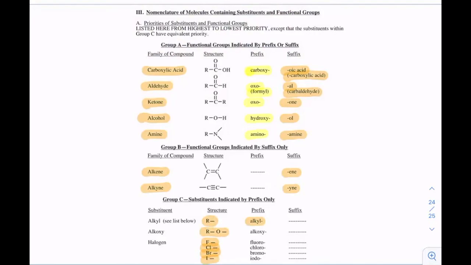So I thought this table was a really nice summary. I love how it puts everything in perspective in order of importance in terms of priority. I love how it summarizes all the suffixes that we're going to use. Also, if it's a substituent, what it's going to be called. It gives us some structures shown here as well. I just thought this was a great summary for nomenclature.